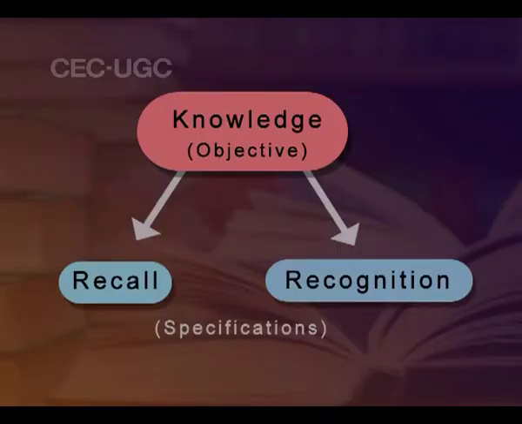As an example, consider this. We can say that the students should have knowledge, but how do we know that students possess knowledge? The answer is when they are able to recall or recognize the subject matter taught. Here, knowledge is the objective and recall and recognition are the specifications.